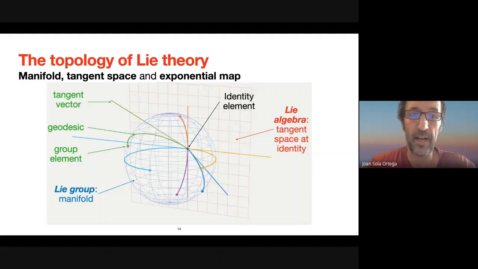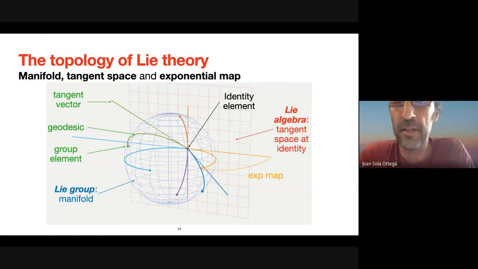Okay? So you have a tangent vector that you can transform into a group element by rolling it onto the surface, following what we call the geodesic, which is the great arc. So you don't roll it doing strange, funny shapes, but just in a straight line. All right? This operation, going from the Lie algebra to the group, is called the exponential map. We will see how it works.